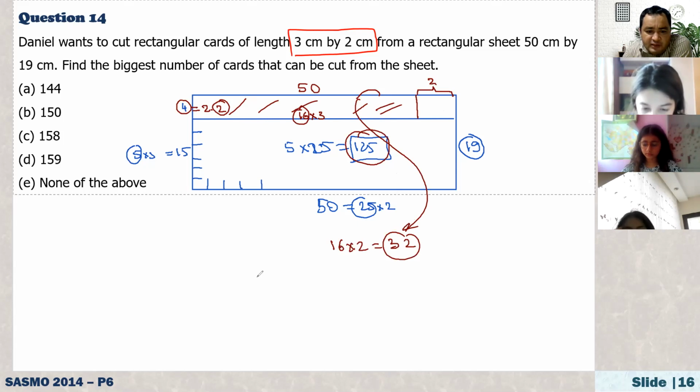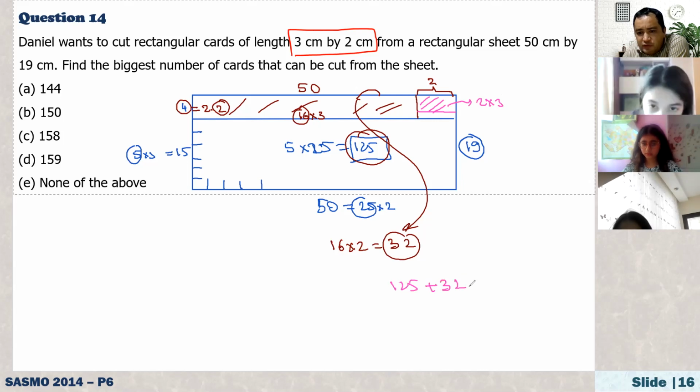Now if you look at this red shaded region or purple shaded region, what is this rectangle? This rectangle is 2 by 4, right? Again, 2 by 4, I can cut from here one more card, right? That is 2 by 3. So altogether 125 plus 32 plus, what is it? 1, which is equal to 158. So the answer is 158.